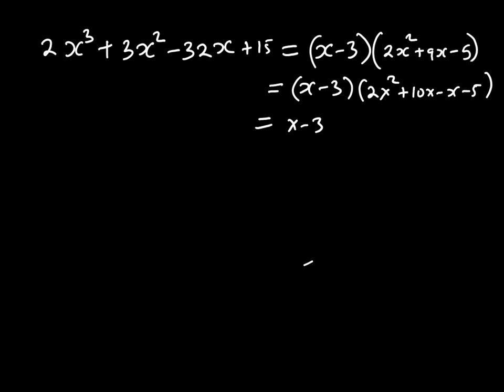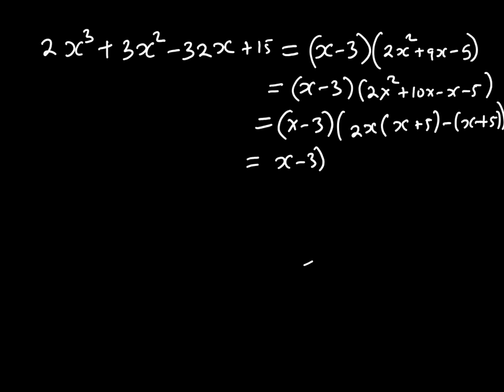You have x minus 3 into 2x squared. Why do we still bother with our 2x squared? Let's take this as 2x times x plus 5. Then here we take out a minus and have x plus 5. Okay, so what's the final answer? This is x minus 3 into 2x minus 1 into x plus 5.